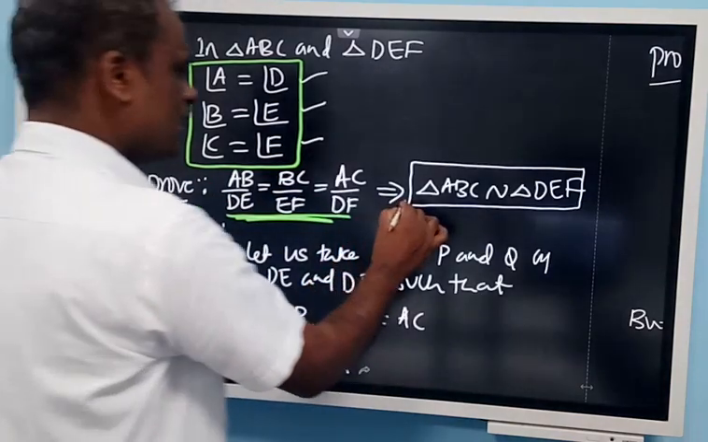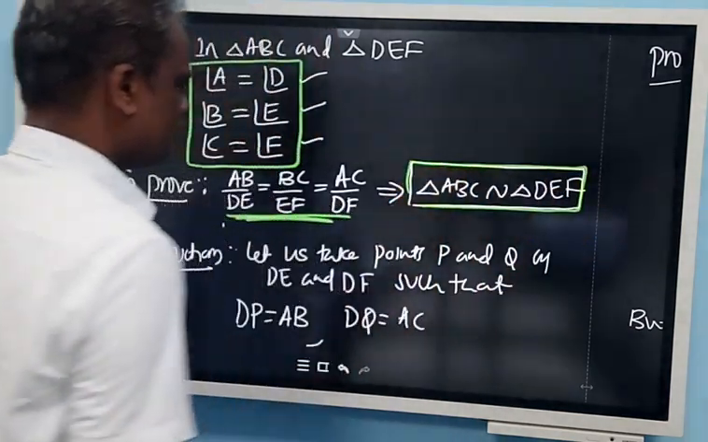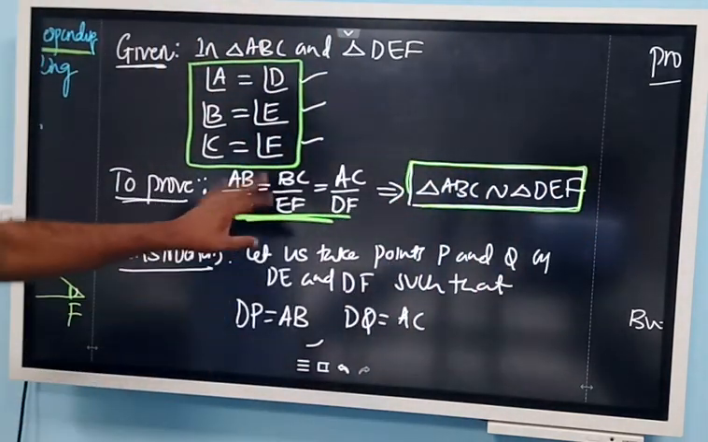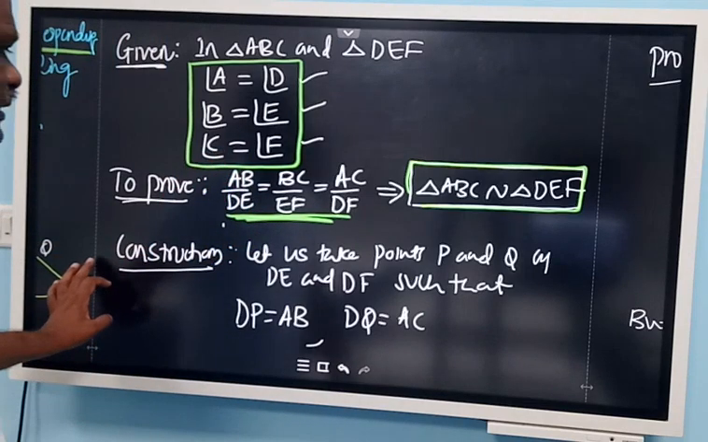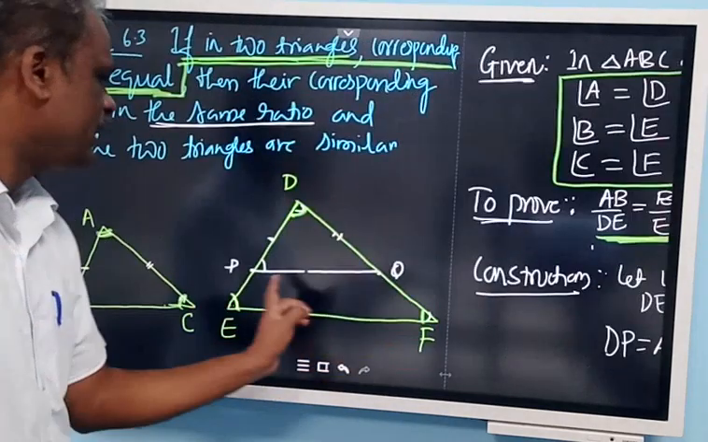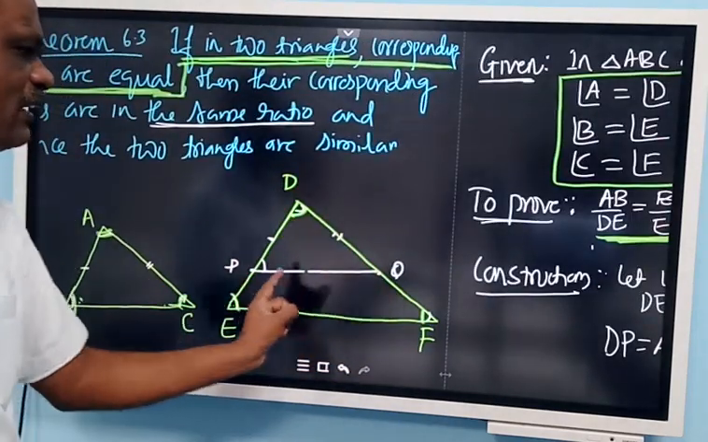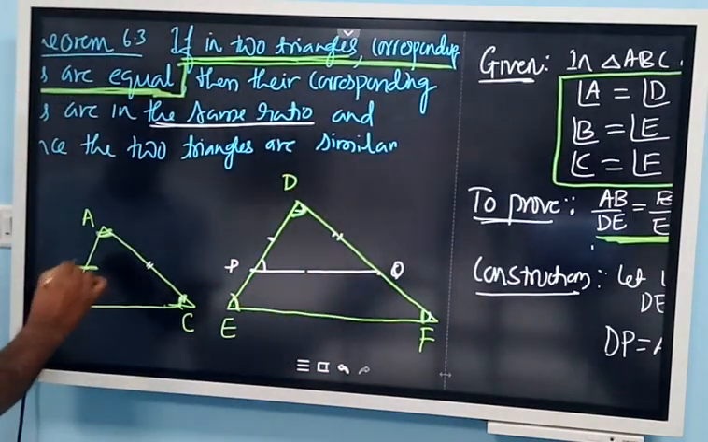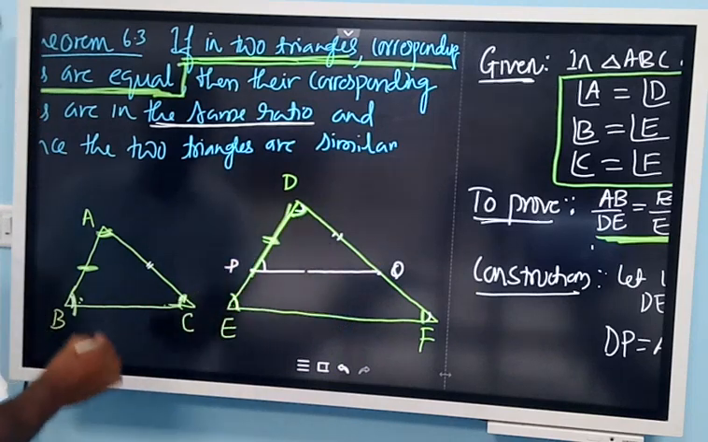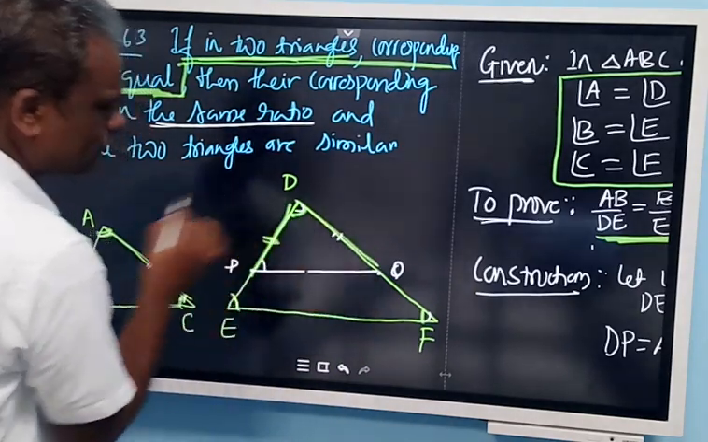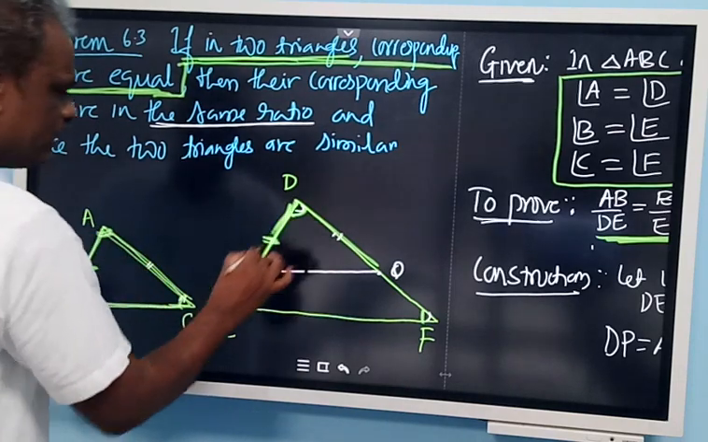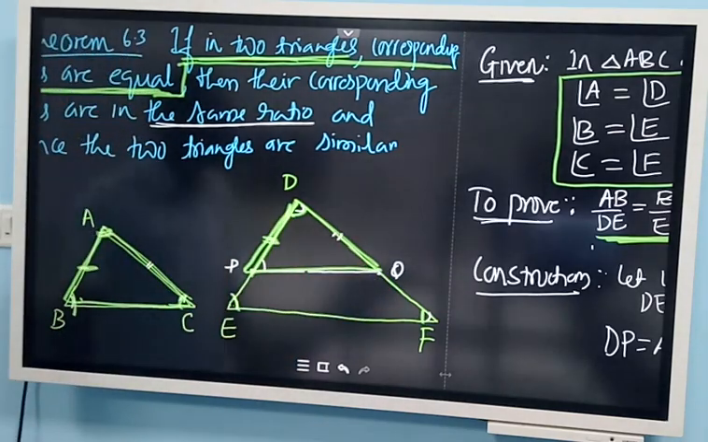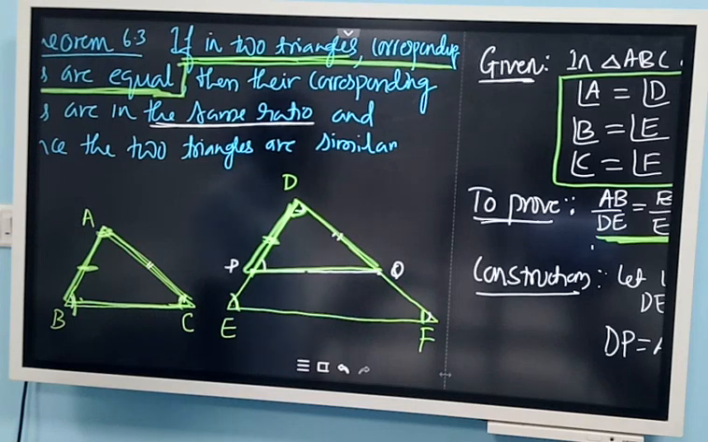So then you can write ABC similar to DEF. We have to show that the corresponding sides are in the same ratio first. For that, let us take two points P and Q on DE and DF such that DP will be equal to AB and DQ will be equal to AC. So that you can prove that triangle ABC is congruent to triangle DPQ. You can show that ABC is congruent to DPQ.